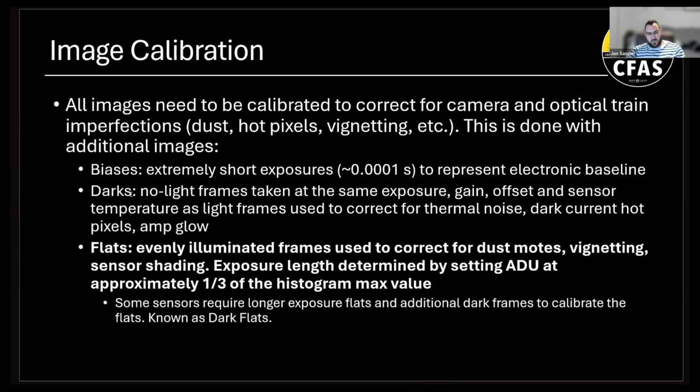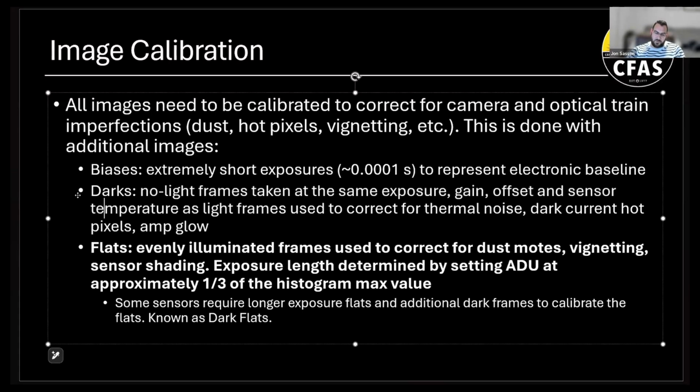Then you have the darks, which, as it implies, is just a frame with no light. So you put your lens cap on. You take these at the same exposure time, gain, offset, and sensor temperature as the light frames. So again, if you have an Astro camera, you may only do this once every couple of months. And you do this to correct for thermal noise, right? As the sensor is heating up, taking pictures, it has some noise: dark current, hot pixels, or amp glow if your camera has amp glow.